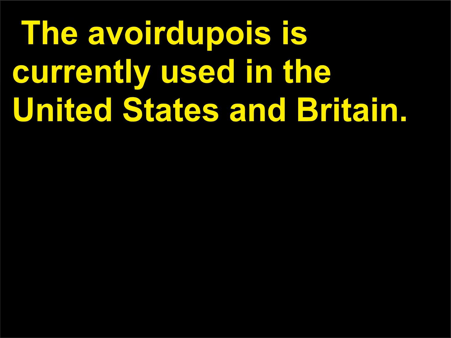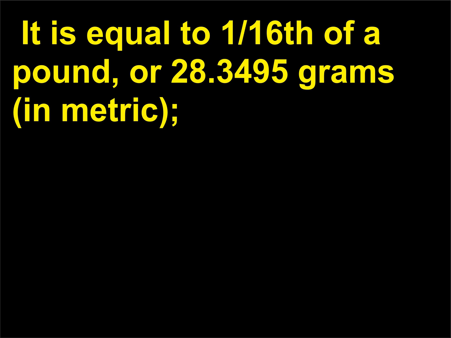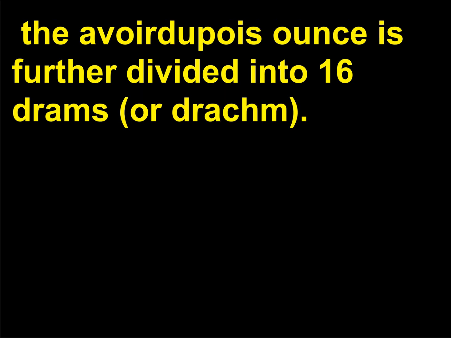The avoirdupois ounce is currently used in the United States and Britain. It is equal to 1/16 of a pound, or 28.3495 grams in metric. The avoirdupois ounce is further divided into 16 drams, or drachms.